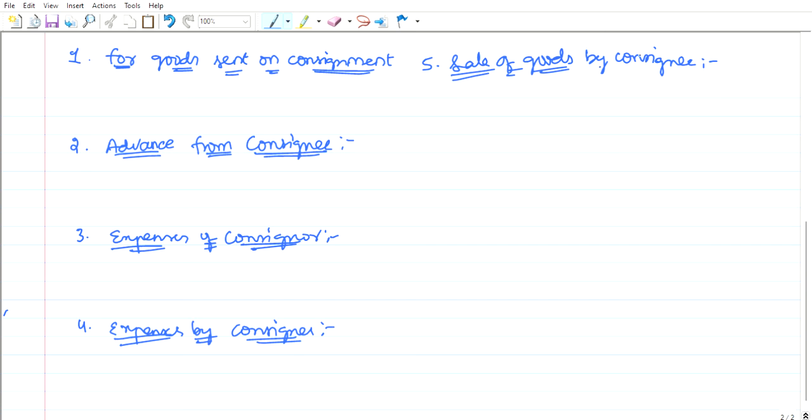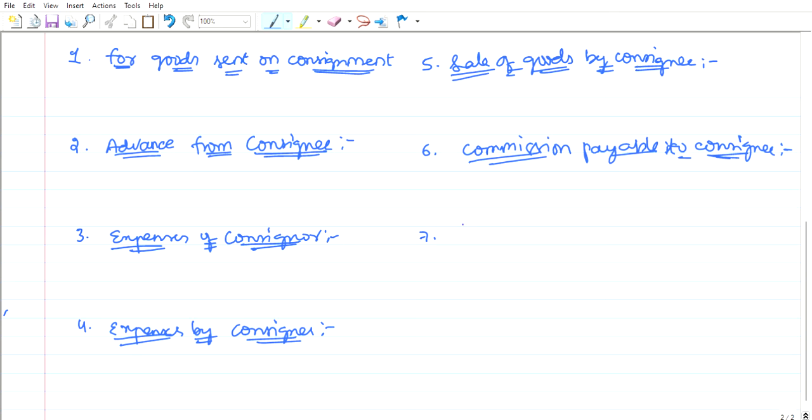Sale of goods by consignee. And the sixth one is commission payable. Commission payable to whom? Consignee. Commission payable to consignee. And the seventh transaction is what?